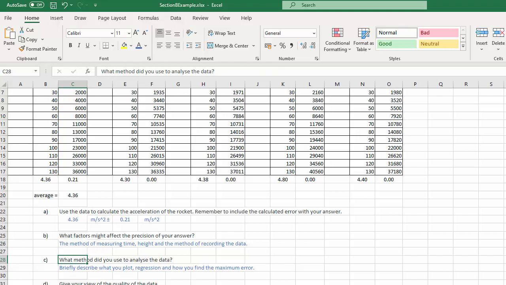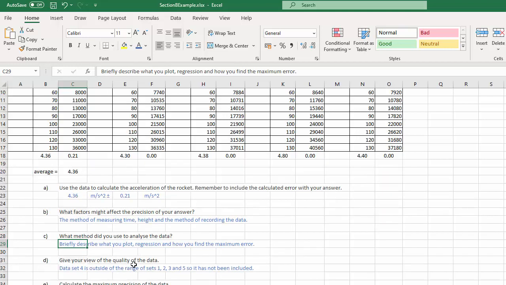Okay, part C, what method did you use to analyse the data? Briefly, and I emphasise briefly, describe what you plot. So what I'm looking for in this instance is the fact that we plotted t squared against height, not t against height. That's important. Then we find a regression because we created a straight line, so we could use linear regression, and then how you find the maximum error, which again we've done in the previous video.